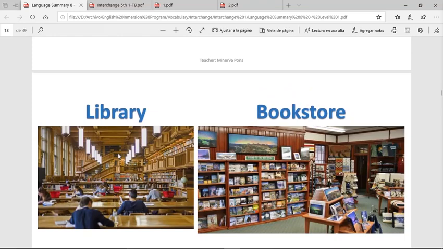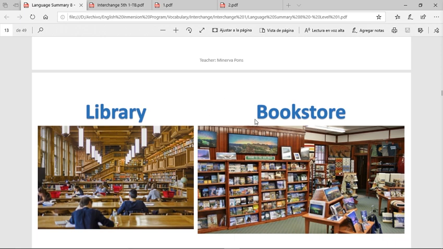Library. The library is the place where you can get a lot of information. It's a place where all of the books can be read for free. You don't need to pay for them, but you usually need a subscription or being part of the library, so to say. And the difference between a library and a bookstore is that in a bookstore, you need to buy those books. It's not that you can take anything from here and start reading. No, they are not gonna let you do that.